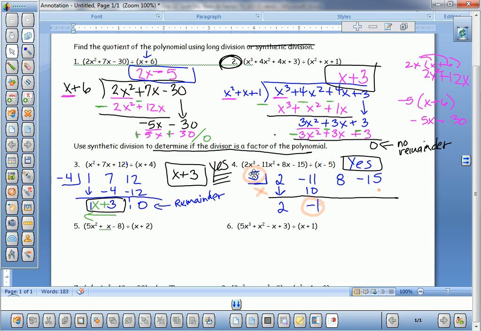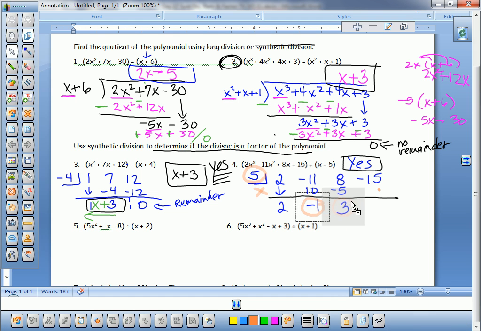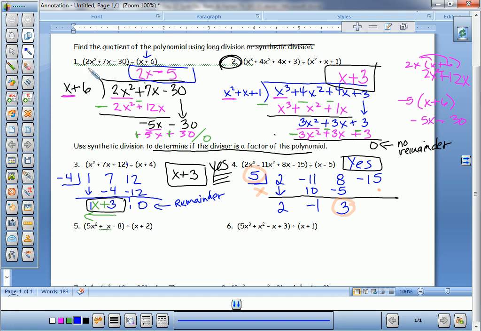But this time we do 5 times the negative 1. What is 5 times negative 1? Negative 5. And then we add them. 8 plus negative 5 is 3. To get the next number, now we do it times this one. 5 times 3 is 15. And then we add them, and we get the 0. So that's where these numbers come from. Does that help any? Yeah.